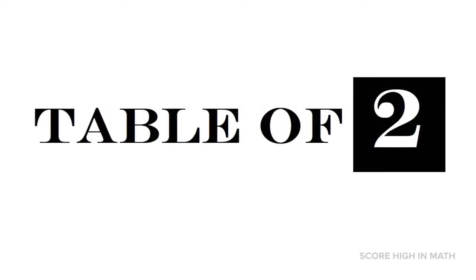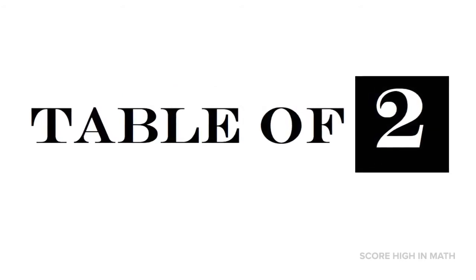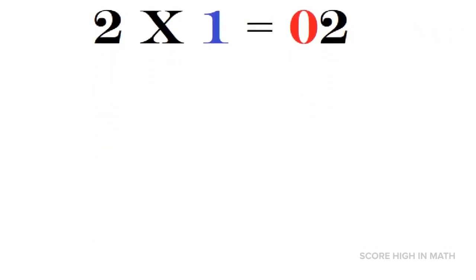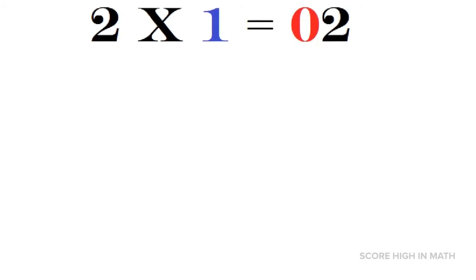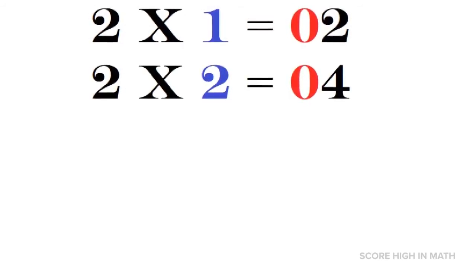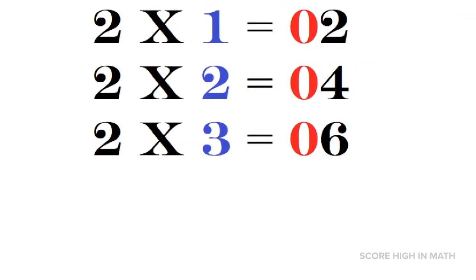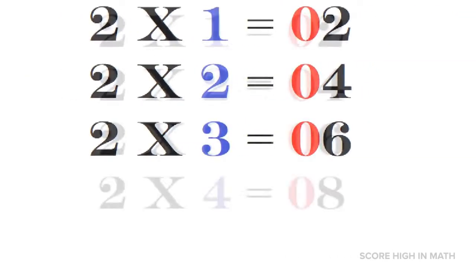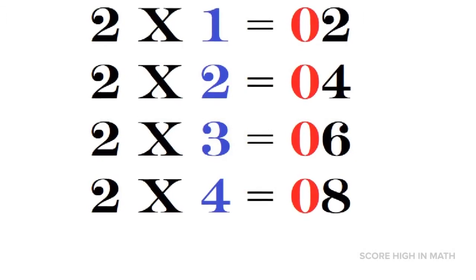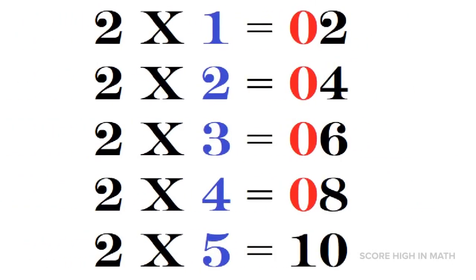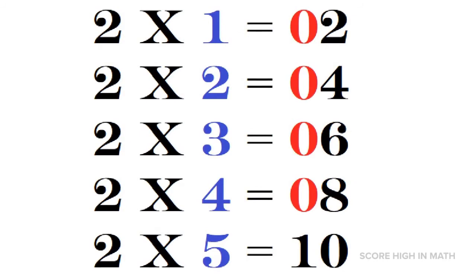Let me guide you in the magic of table of 2. You know that any number multiplied by 1, the answer is the number itself. So 2 times 1 is equal to 2. 2 times 2 is equal to 4. 2 times 3 is equal to 6. 2 times 4 is equal to 8. 2 times 5 is equal to 10.